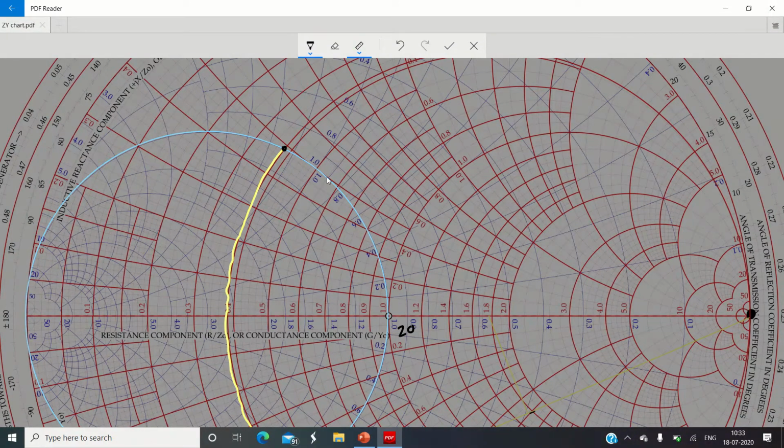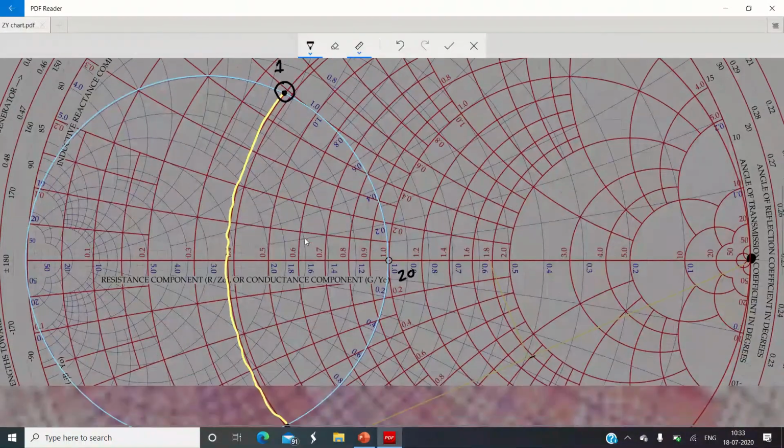And what we are tracing now, from this point to this point, is a conductance circle. That's why the capacitor has to be parallel. So please remember, this is a valid point. I will circle this particular point, and I will call it point number 1.